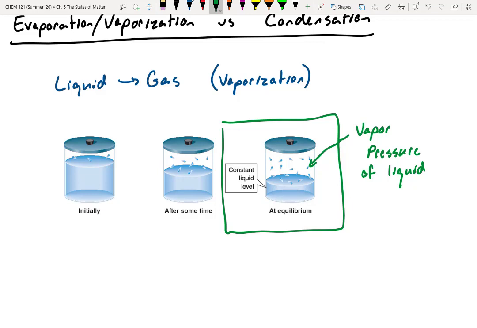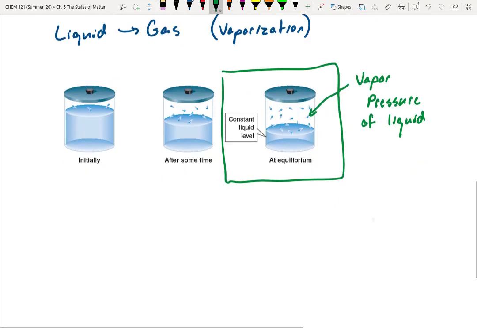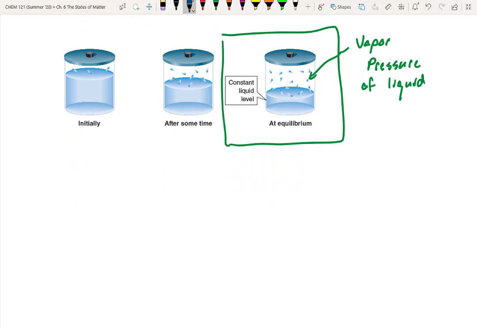You'll have some water molecules kind of flying around. And after a few hours or a few days, it's going to reach equilibrium and it's going to have some vapor pressure. That's going to be the water molecules exerting force outward on the sides of the container. So we've got vapor pressure as a new term we need to consider. So let's try to define that.